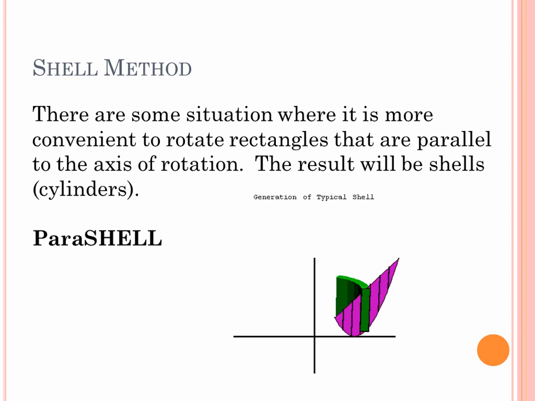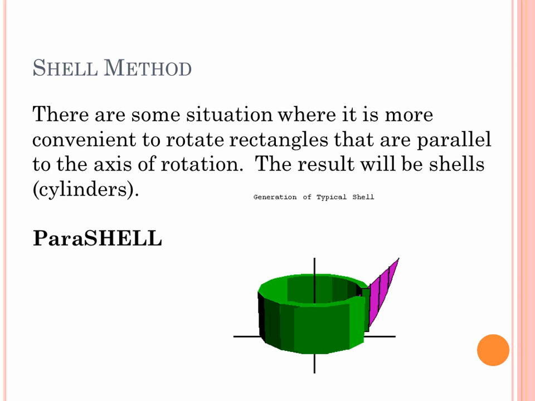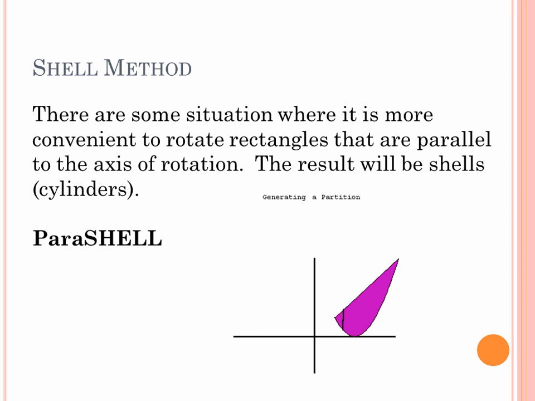It's exactly like the disc washer method. We're creating the same regions. We're rotating our rectangles differently. Our 3D figures are not going to look any different. The way we find the volume is going to look different.